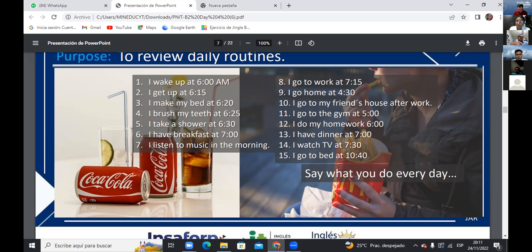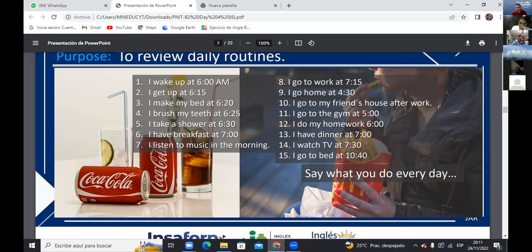Por ejemplo, si se levanta alguien a las 5, entonces sería: I wake up at 5 a.m., I get up at 5:15, y después todo lo que se va haciendo. Decía el teacher que, por ejemplo, en la actividad número 11, I go to the gym at 5. Si no vamos al gimnasio a las 5, ¿qué hacemos a las 5? O podemos sustituirla o simplemente no tomarla en consideración y avanzar. Eso, a grandes rasgos.